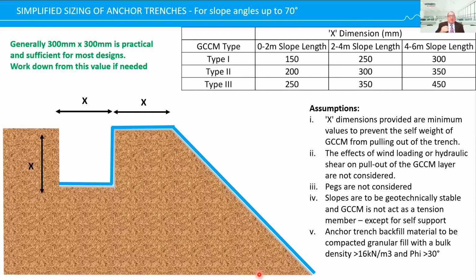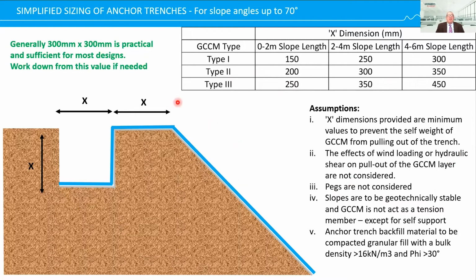As far as basic sizing of anchor trenches for slopes up to 70 degrees, the Concrete Canvas technical department has made this chart, thanks Lee, and it basically determines, based on the interface shear friction of a GCCM and a soil, the soil with these parameters here, granular fill, density greater than 16 kilonewtons per meter, and friction angle of 30 degrees. Based on the interface friction, what is the length of the anchor trench to be able to support the material, depending on the type of material and the lengths.